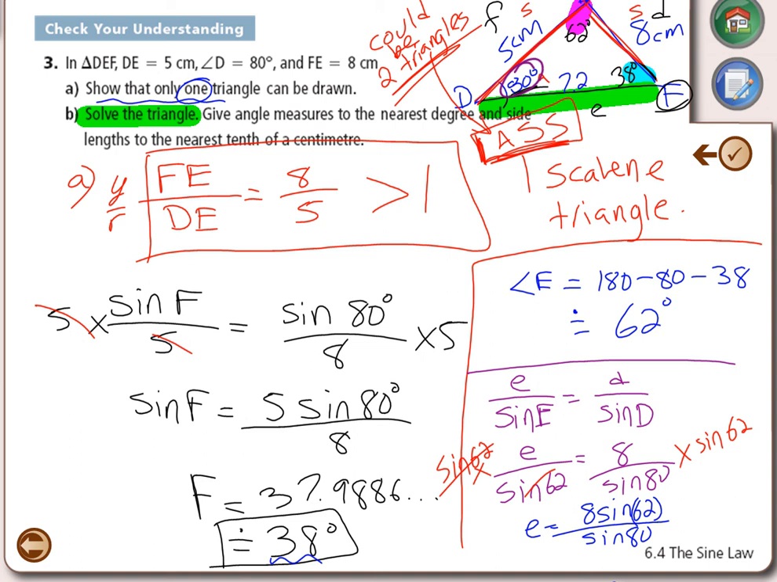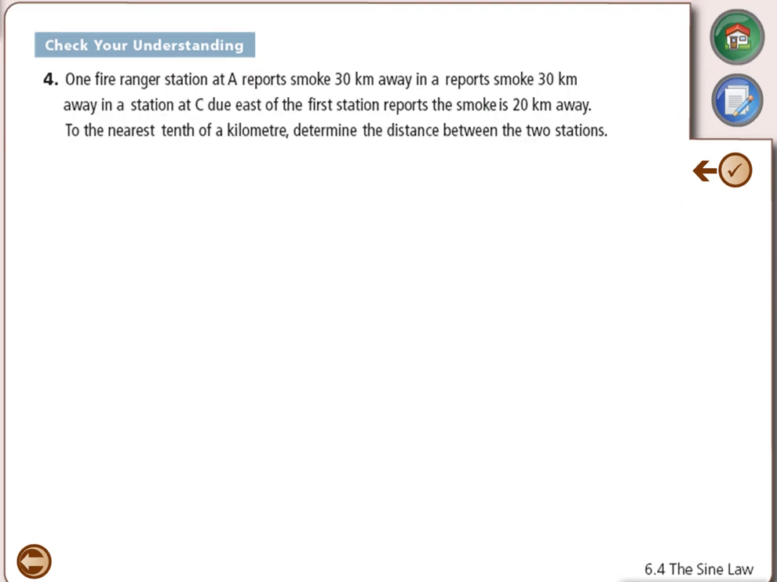80 is the largest angle. That means the largest side has to be opposite. 38 is the smallest angle. That means opposite 5 has to be the smallest side. That is true for all of it. So yeah, we're probably not wrong.